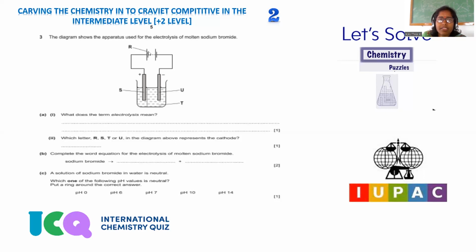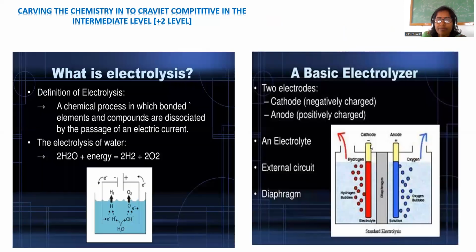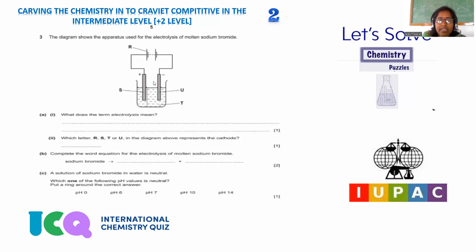Let's see. Here we are passing electrical current from this external circuit, so R denotes applying the external current. One of the electrodes is the cathode, one is the anode. Just now we saw the negatively charged electrode is called the cathode, and the positively charged electrode is called the anode. So U is the electrode which is called the cathode. So U is the right answer for this question.